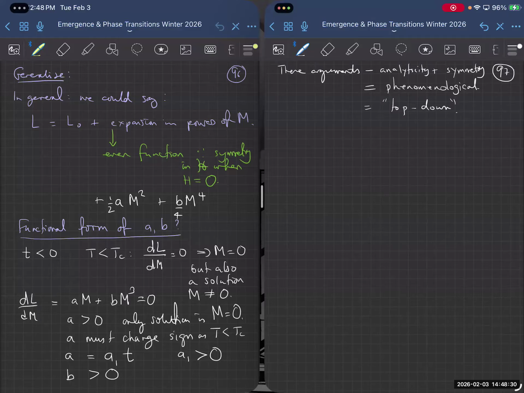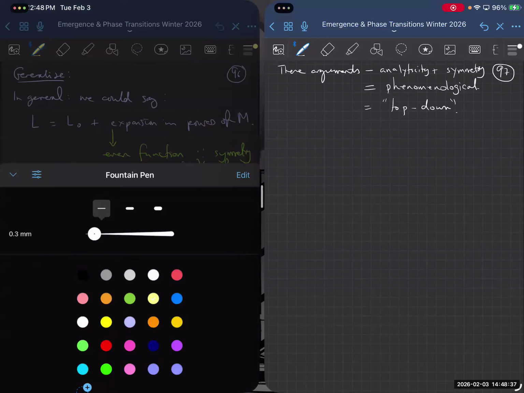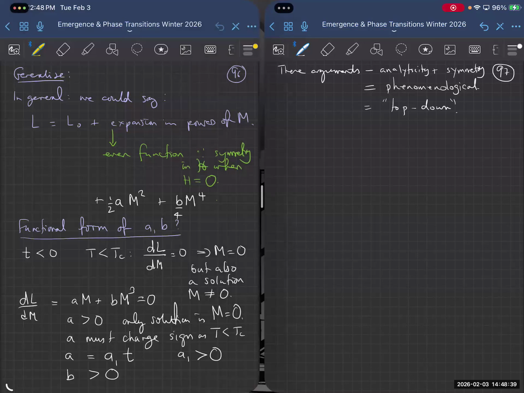Now, there's another thing I didn't tell you. You might say, why didn't we add here a term of order m to the 6? And the answer is because we don't need to, because what we're interested in is T going to TC. We're trying to make a theory of the critical point. And so that means that M is tending to 0. So M is going to be small, and therefore we can do a power series expansion and truncate at the lowest order.